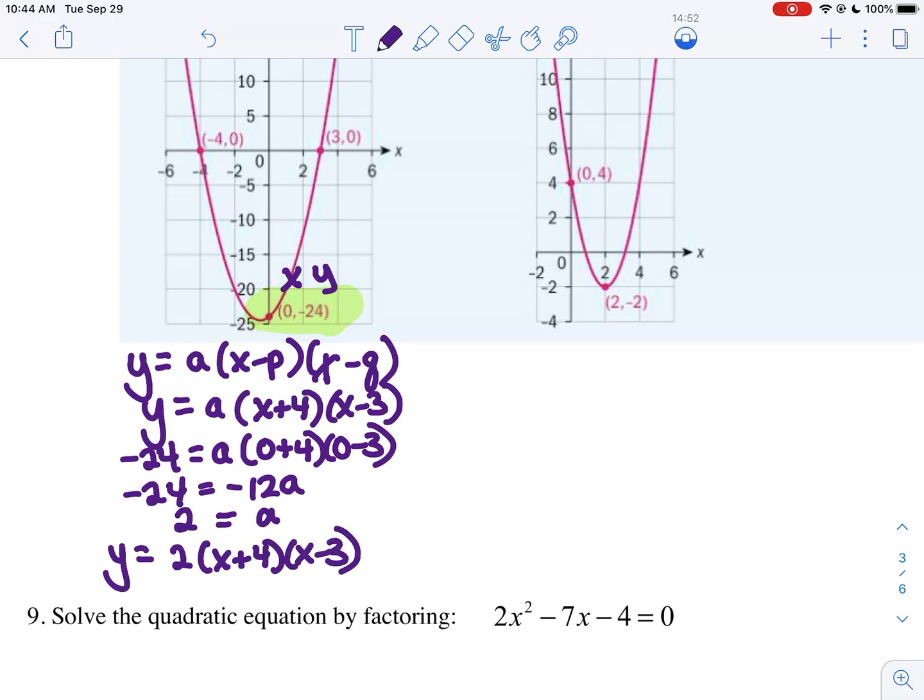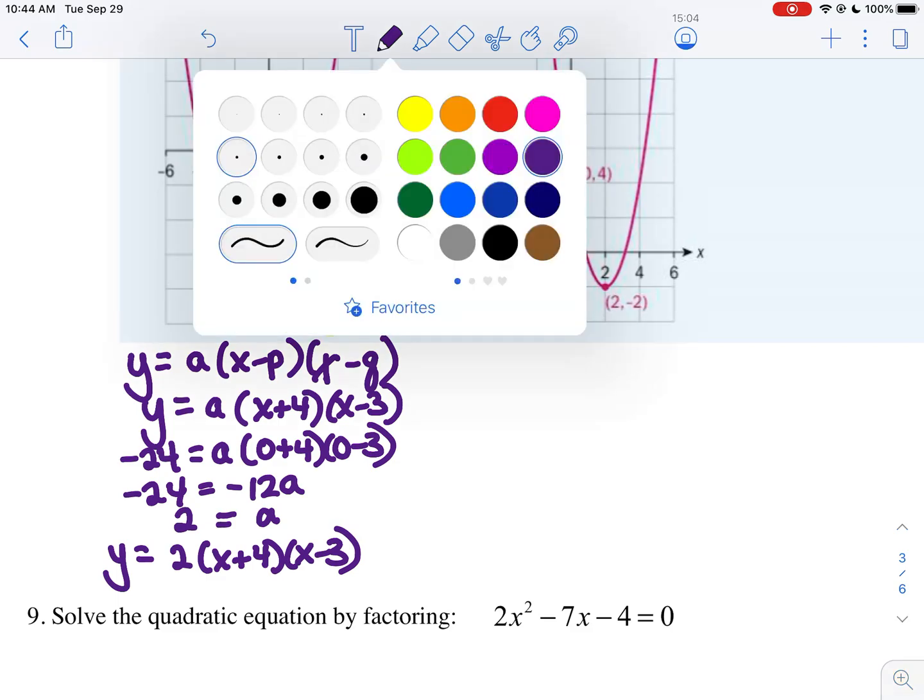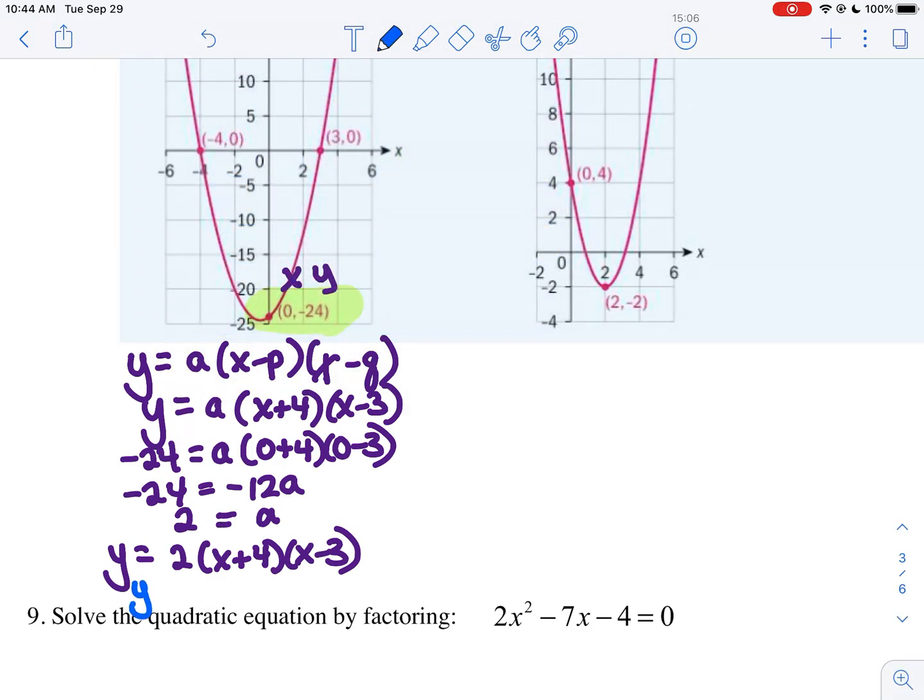Then they want us to multiply that out. And I'm going to kind of let you do that. And you can just check it that you should get y equals 2x squared minus 2x minus 24. If you need help, just make sure you ask me about that one.